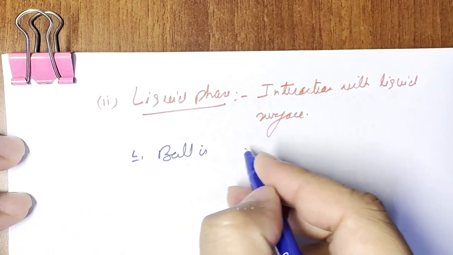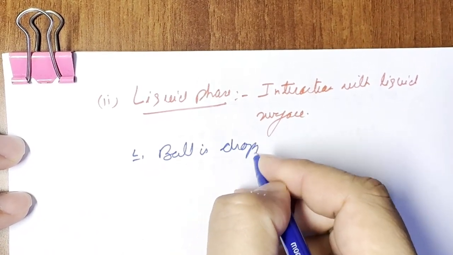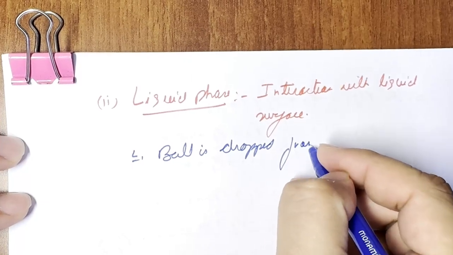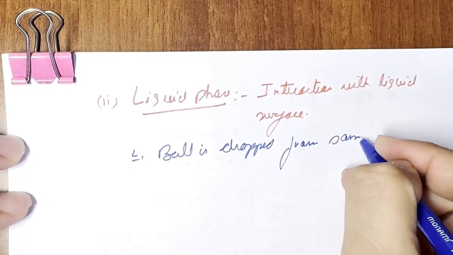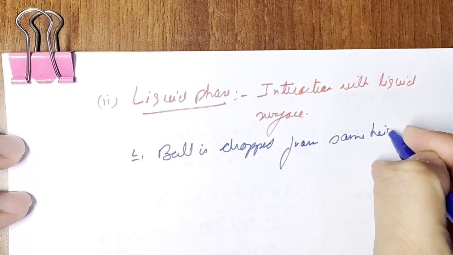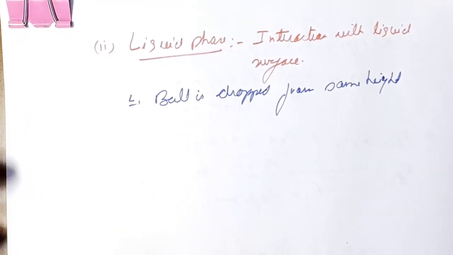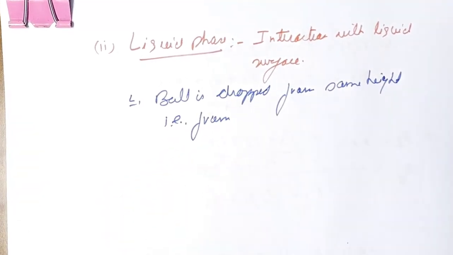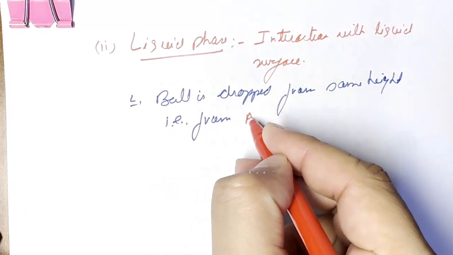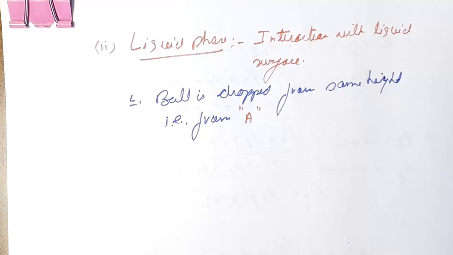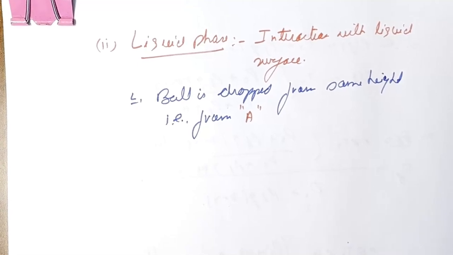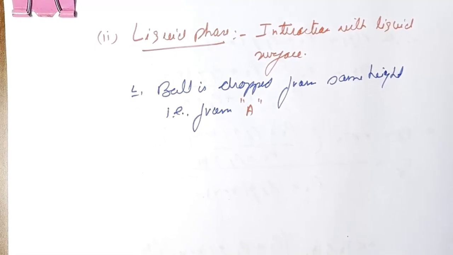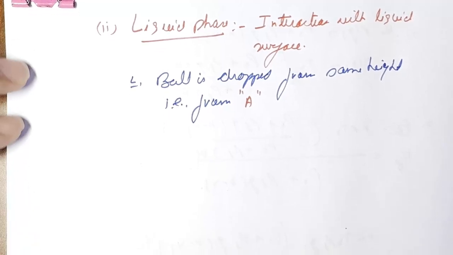The ball is dropped from the same height, or we can say that is from A. From point A it is dropped, but now instead of bouncing back, it falls into the liquid with density dl.